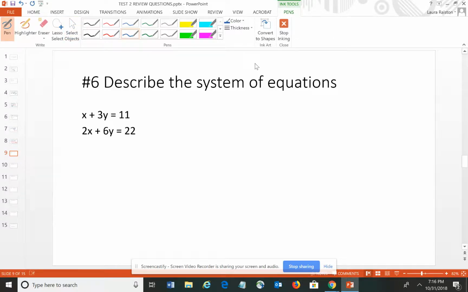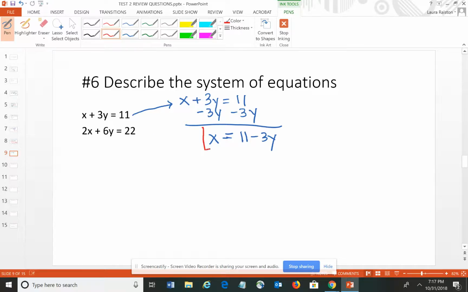I personally like to use the addition method, but this time, since I have a coefficient of 1, let's maybe use substitution so you can see a review of that. So I'm going to take the equation x plus 3y equals 11, and I'm going to solve for x. So I'm going to subtract 3y from either side so that I have x equals 11 minus 3y. And then I'm going to take that piece and substitute it into the second equation.